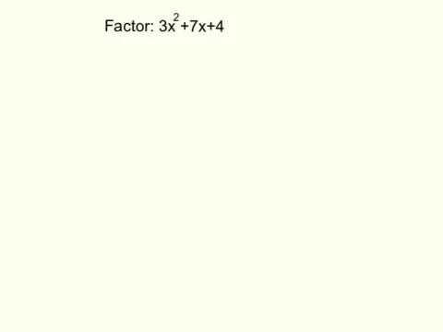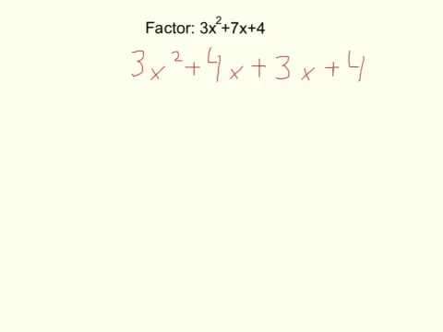You will need to multiply the a term 3 by the c term 4 to get 12. Factors of 12 that add up to the b term 7 are going to be 4 and 3. You will factor by grouping by writing the equation like 3x squared plus 4x plus 3x plus 4.